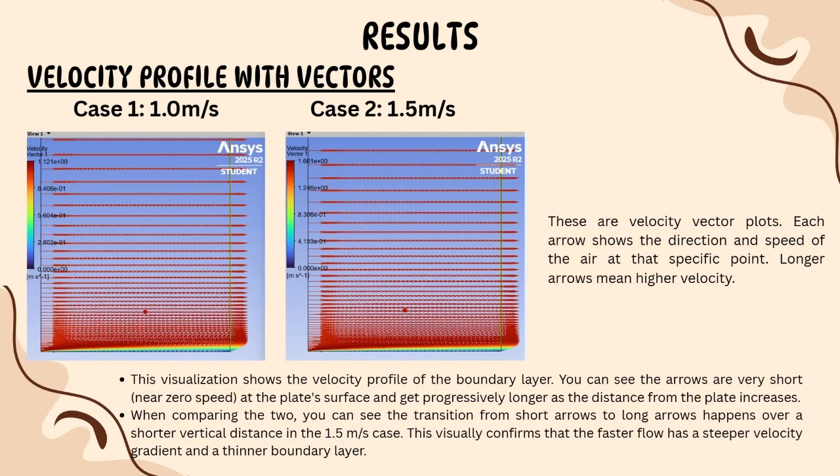These are velocity vector plots. Each arrow shows the direction and speed of the air at that specific point. Longer arrows mean higher velocity. This visualization shows the velocity profile of the boundary layer. You can see the arrows are very short, near zero speed at the plate's surface, and get progressively longer as the distance from the plate increases.